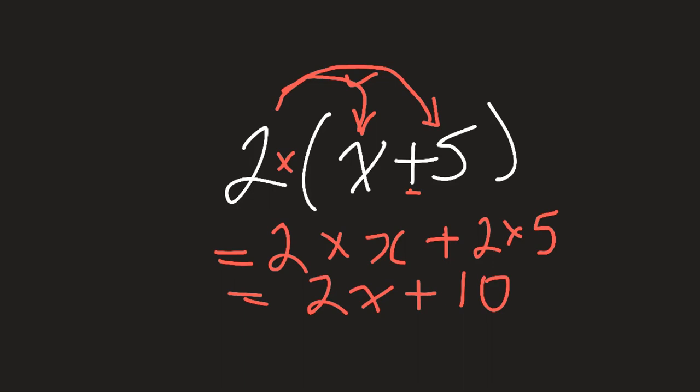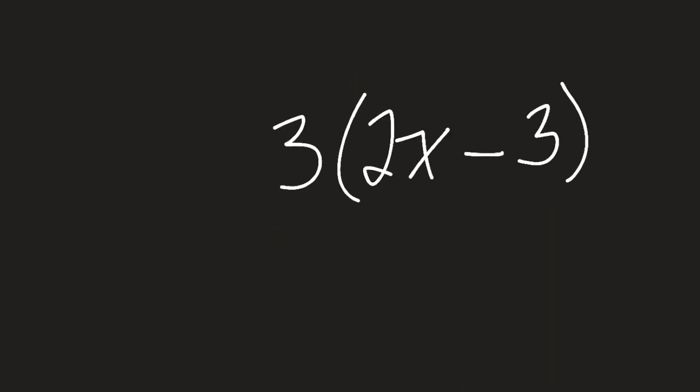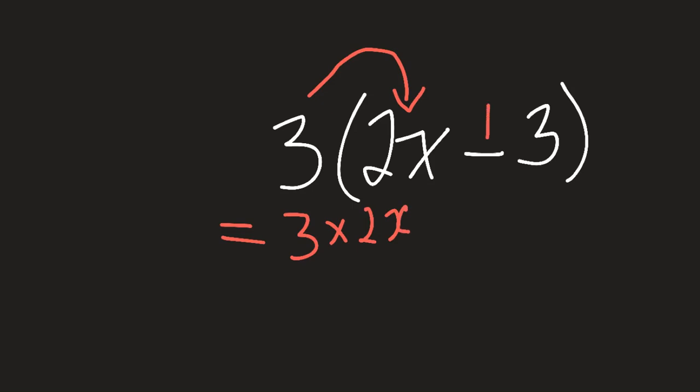Let me go to the next picture. All right, so again, same idea. We're going to multiply 3 by 2x first. So I'll write that down. So that's 3 times 2x. The next thing I do is I write my minus sign, and then I do 3 times 3.